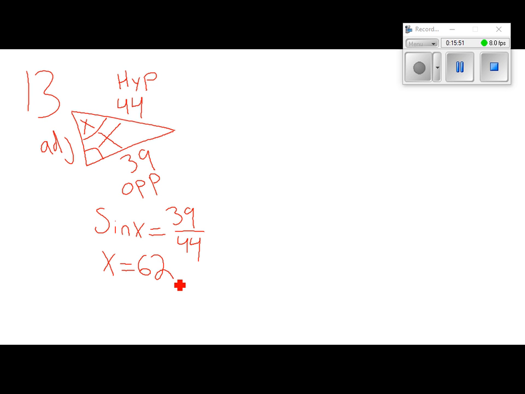So when Fletcher punches this into his calculator, you're gonna hit second, then sine, and then you type in 39 divided by 44. Close the parentheses. It equals. And it's gonna say error.